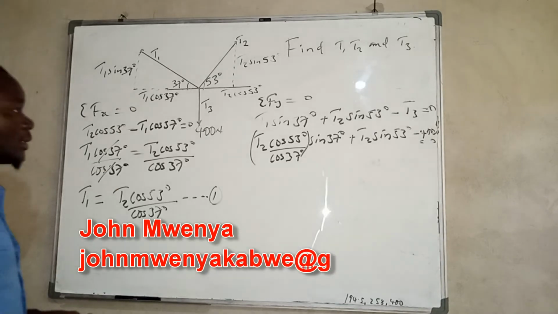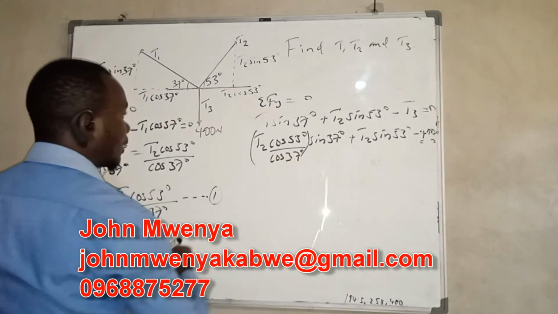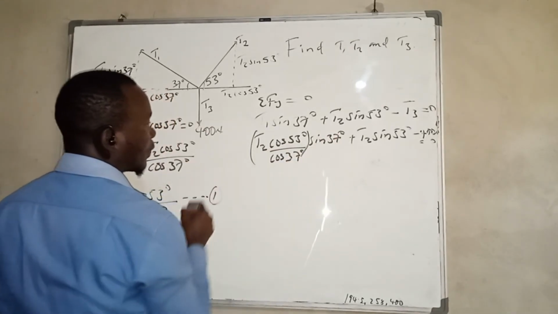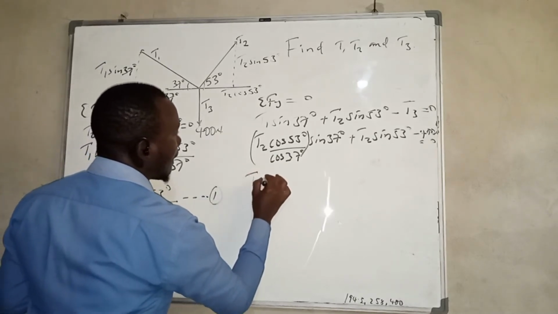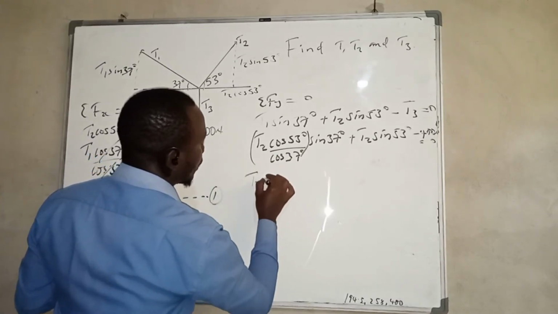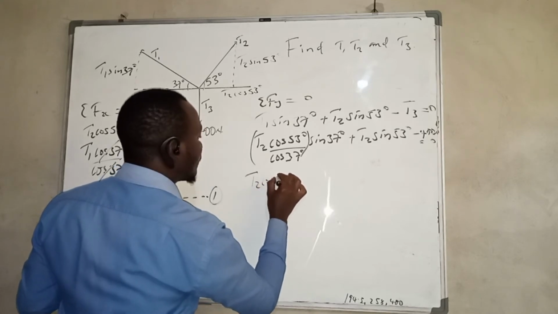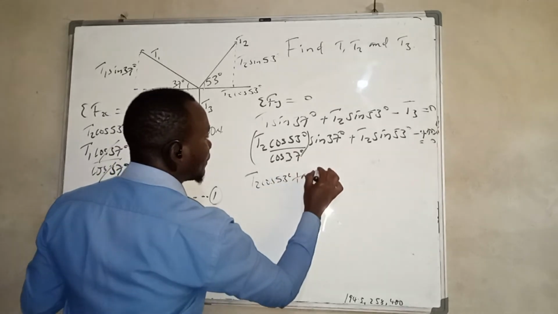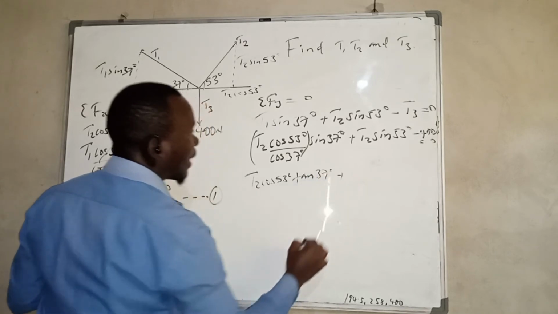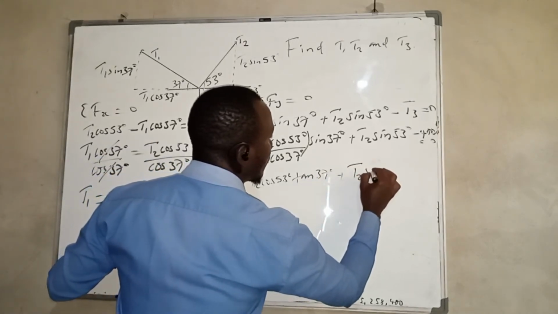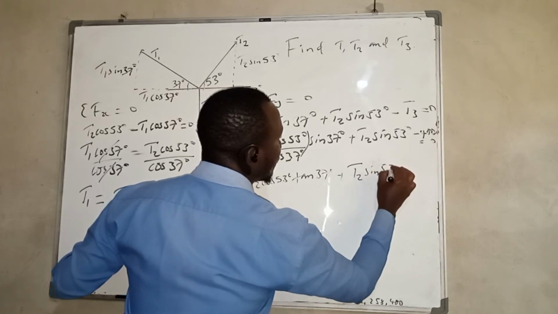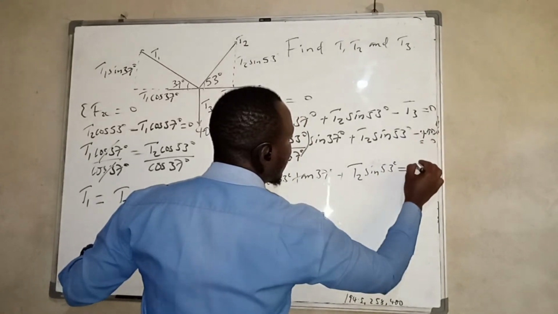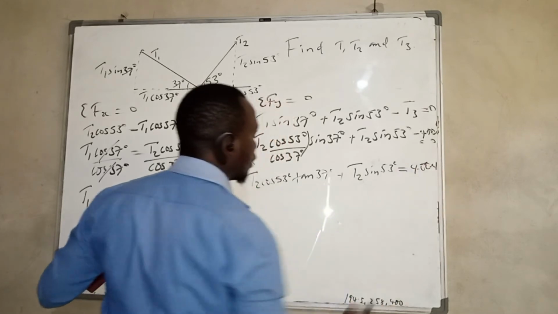From this point, sine 37 over cos 37 gives tan 37 degrees, so we're going to have T2 cos 53 degrees tan 37 degrees plus T2 sine 53 degrees is equal to this one. When it crosses the equal sign, we're going to have 400 newtons.